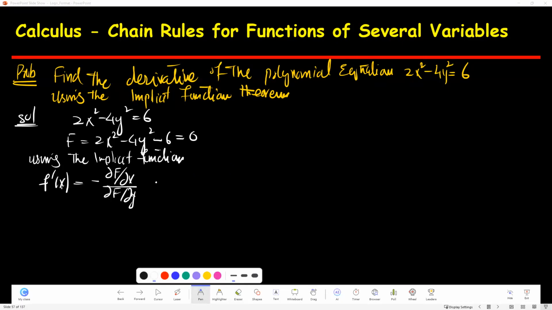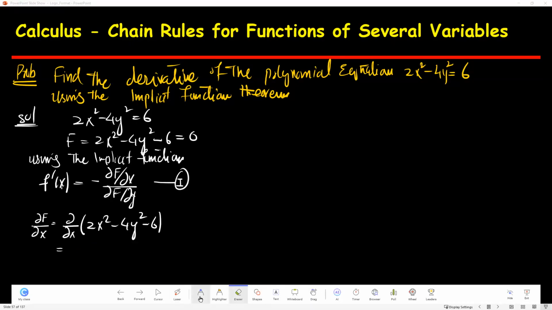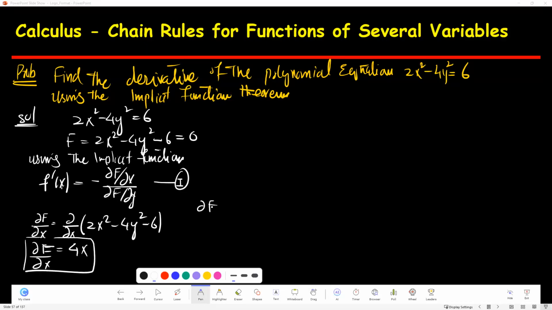Let's continue. I want to call this equation number 1, and I need to find my df over dx, and I can write like this. So 2x squared minus 4y squared minus 6. If I take the derivative, the answer will be 4x. Just a 4x. And same thing if I take the derivative of the function with respect to y, it's going to be this way: minus 4y squared minus 6. If I take the derivative, it is going to be minus 8y.